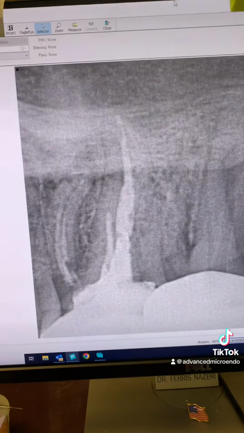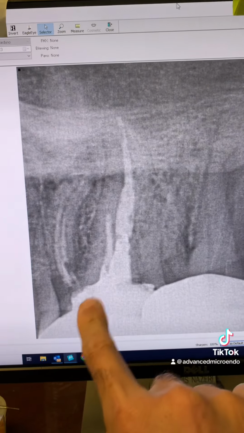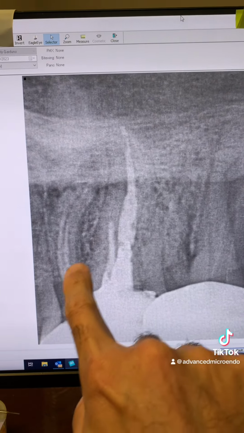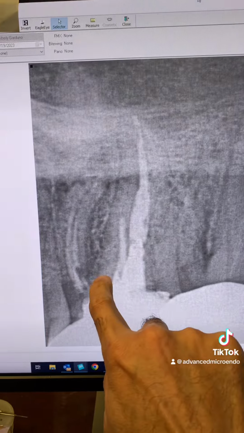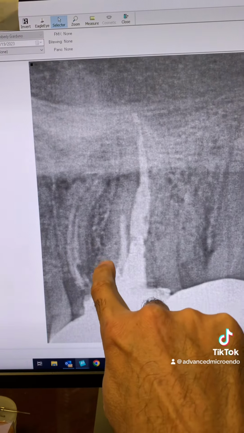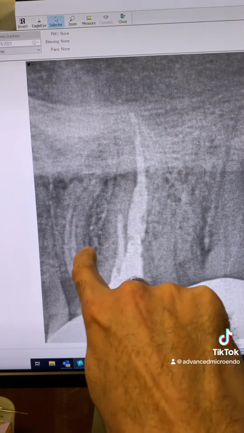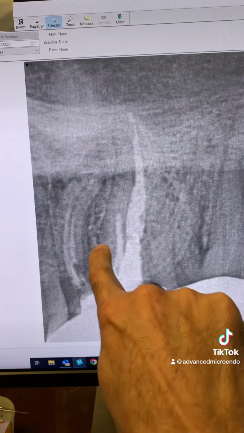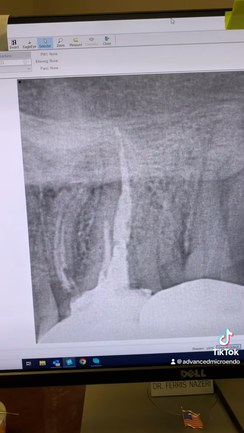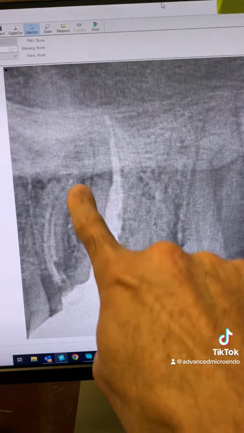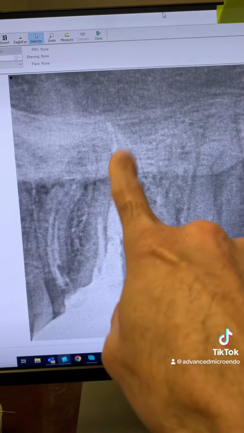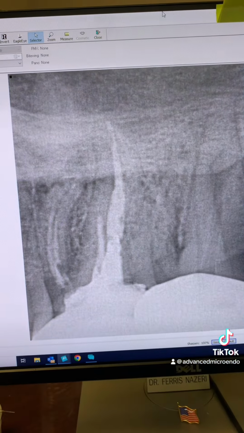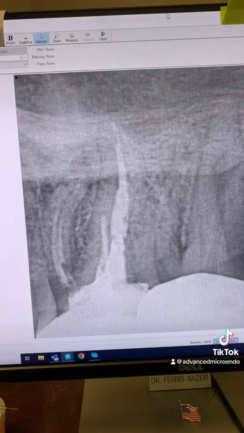But anyways, as soon as I removed this material, it was a huge perforation right there, and you can see it. You can see the change in the bone in this area here. That's all bone destruction because of the perforation right there. All right, so I removed the gutta percha using chloroform and stainless steel K hand files.